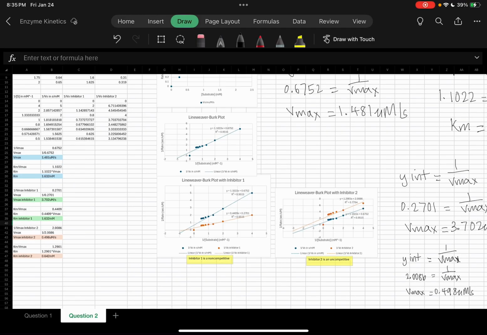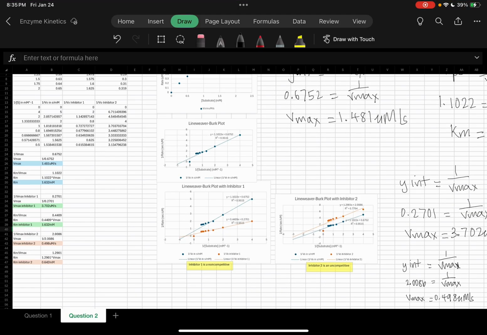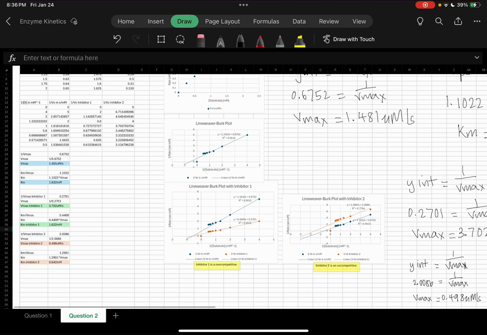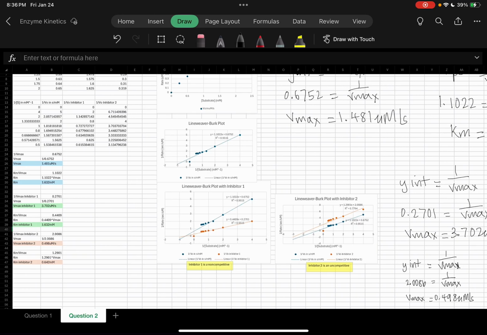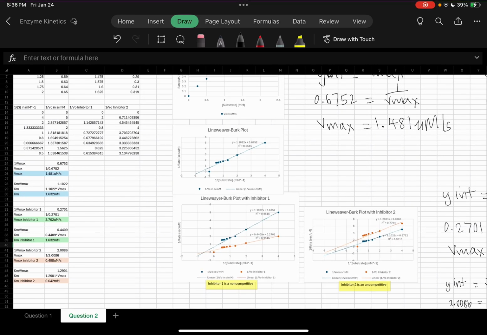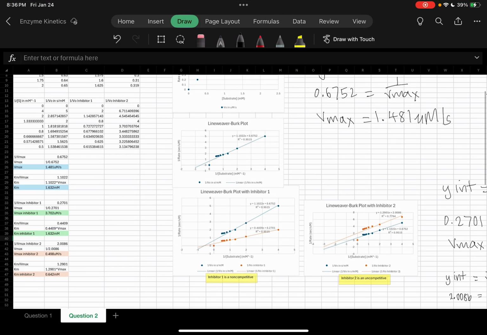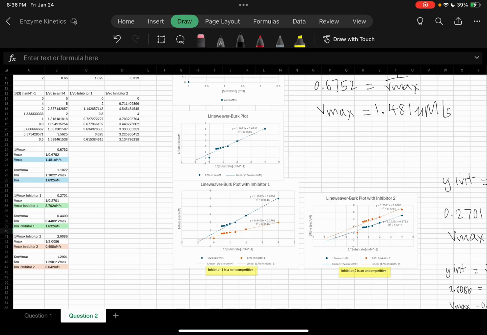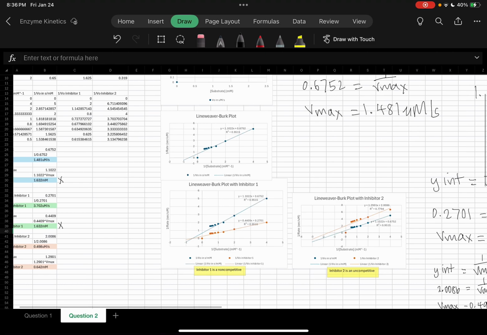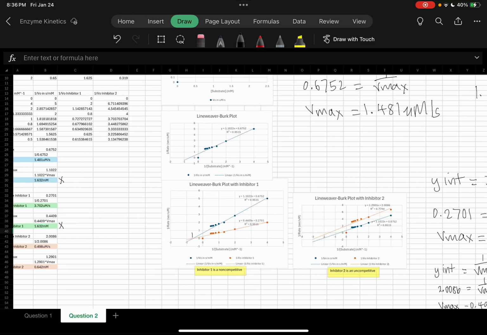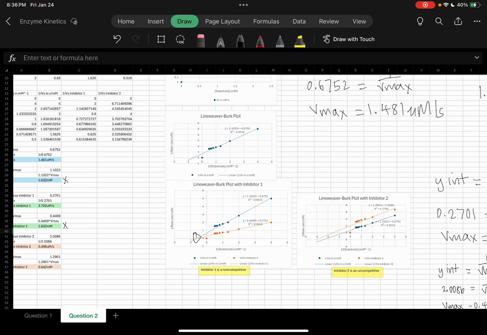Okay, so looking at the two graphs, looking at the Vmax and the Km for the two graphs, we'll go over here. So for inhibitor 1, I determined that this plot, the Lineweaver-Burk plot for inhibitor 1, indicated that inhibitor 1 is a non-competitive inhibitor. This is because the value for Km never changed. So the value for Km without inhibitor is 1.632 right here, and the value for Km with inhibitor 1 is still 1.632, which indicates the fact that it is a non-competitive inhibitor. Also, the shape of the graph also indicates that it is a non-competitive inhibitor over here in this spot.